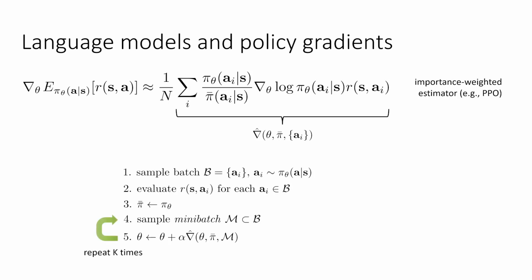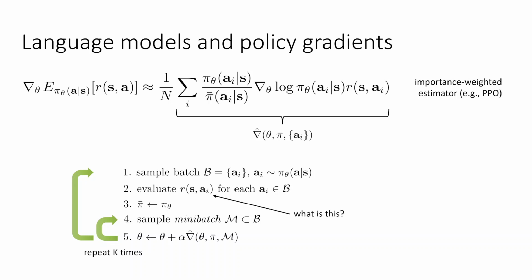So your batch might be, let's say, 1,000 completions, and then your mini batch might be 64. And then you would take some number of gradient steps, and then every once in a while, you'd go back out and generate more samples from your model, set that to pi bar, and repeat. So this is very much the classic importance sample policy gradient, or PPO style loop. And this is a very popular way to train language models with RL.